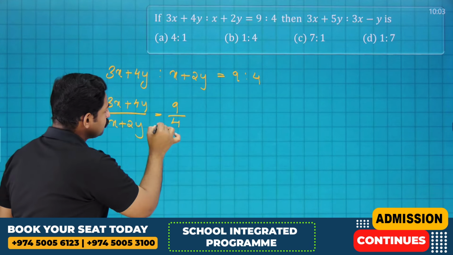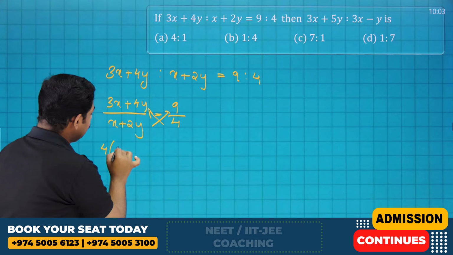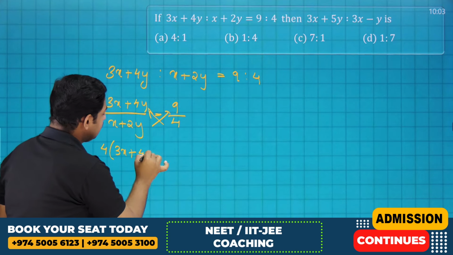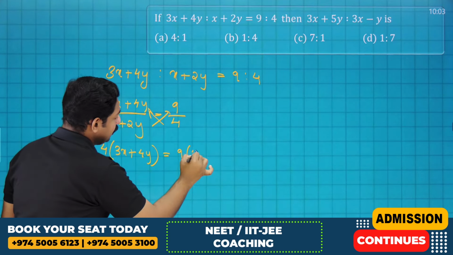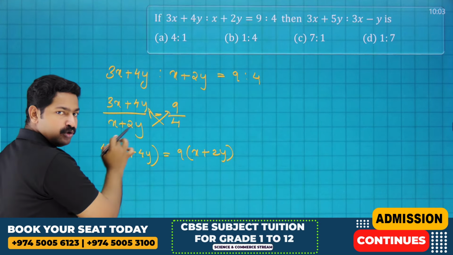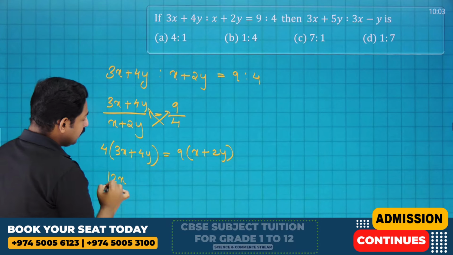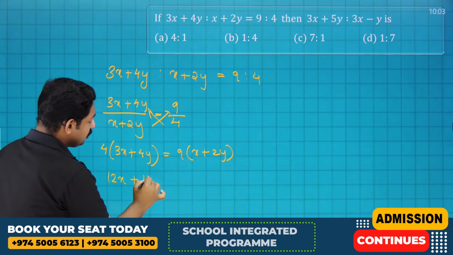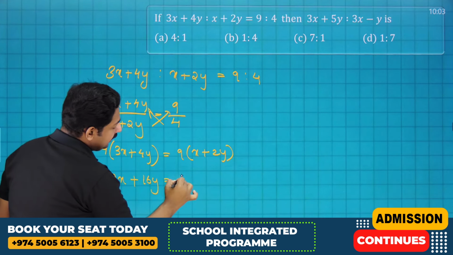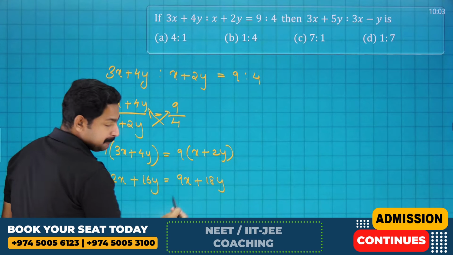Now we can cross multiply. If you cross multiply, what will you get? 4 into 3x plus 4y is equal to 9 into x plus 2y. On the next step, if you multiply 4 inside the bracket, you get 4 into 3x, which is 12x, 4 into 4y, so plus 16y, is equal to 9 into x, which is 9x, then 9 into 2y, plus 18y.